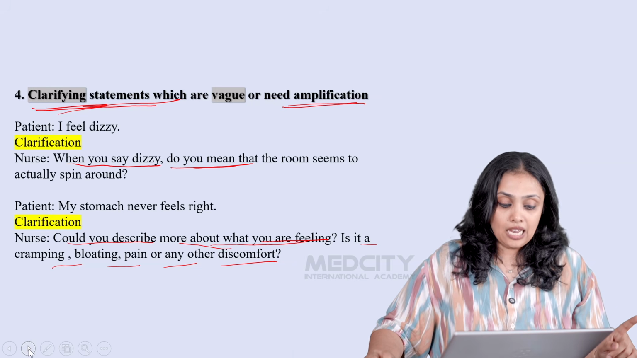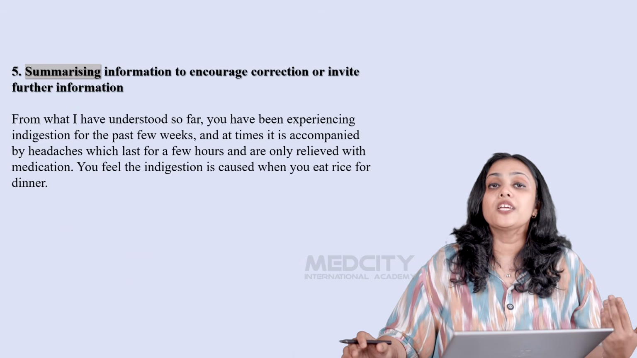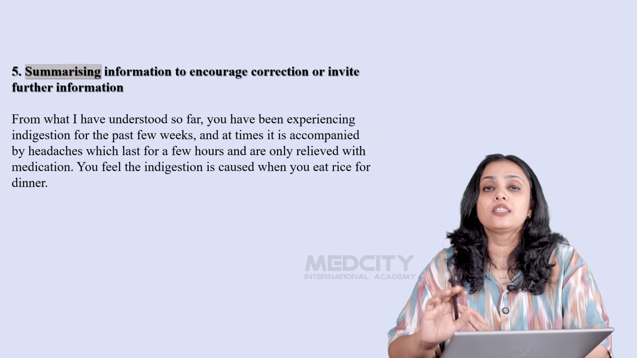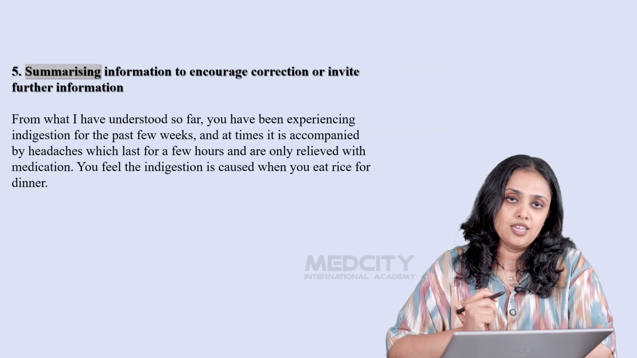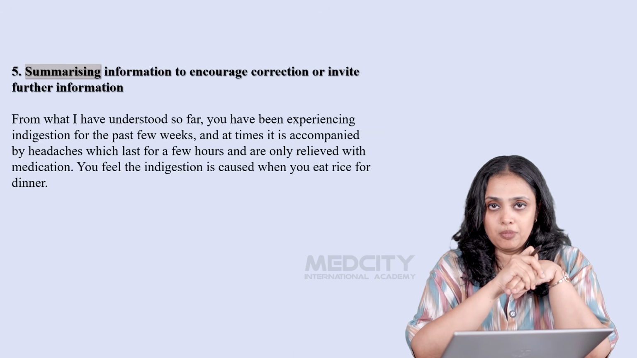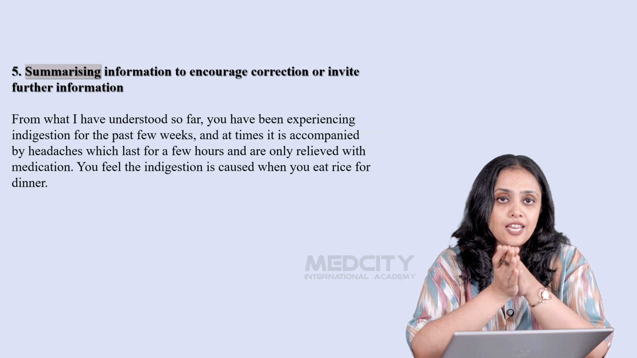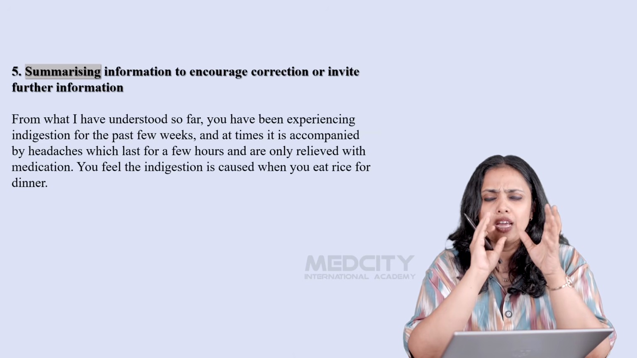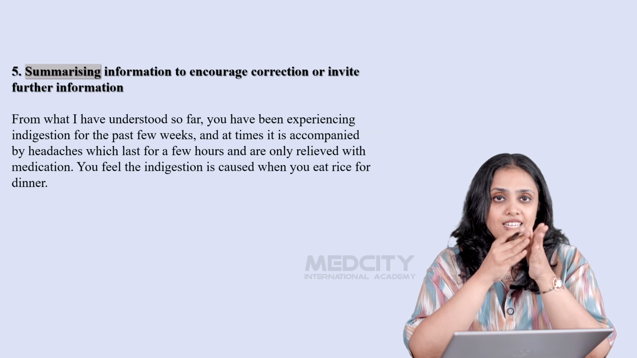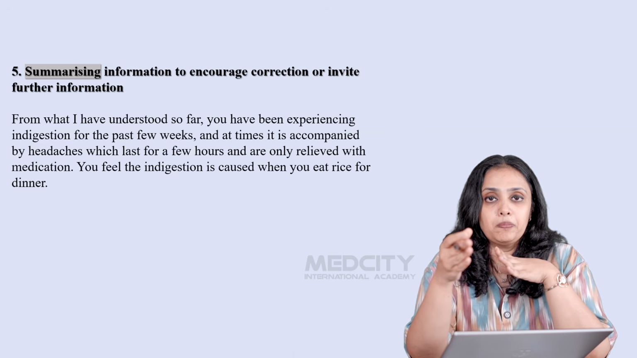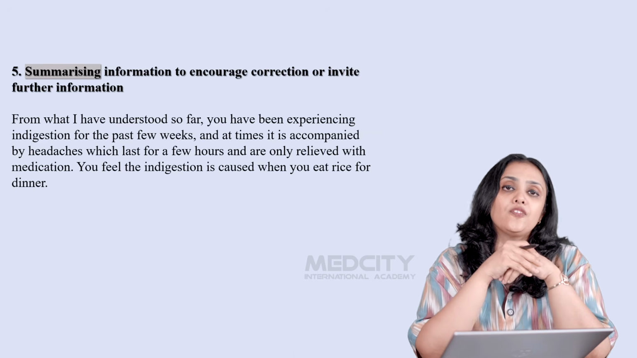Now, one last point. Summarizing information to encourage correction or invite further information. Actually, I would say that this is one of the most important steps when it comes to information gathering. That is, you collected all the necessary information using the right techniques, and you also asked questions to clarify any uncertainty or any lack of clarity in what the patient had replied. Even then, the information gathering step is not complete. You need this crucial step as well to get that complete circle of information gathering.